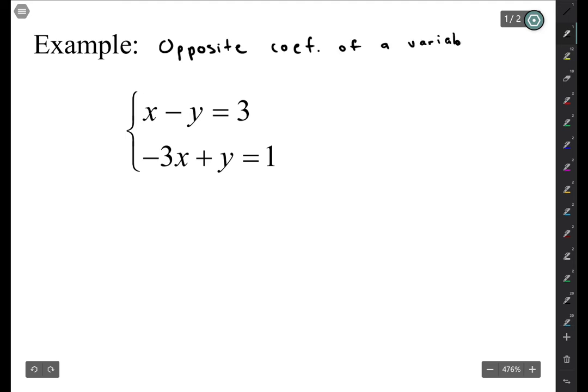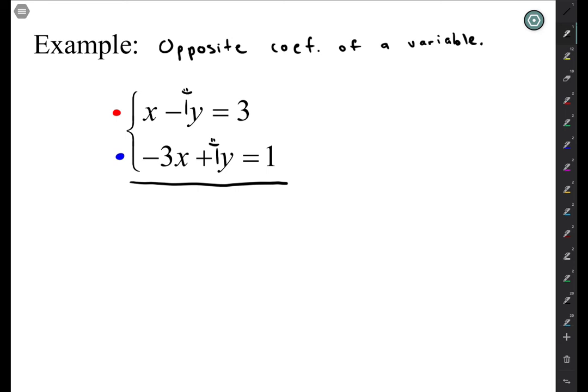Now that might require some multiplication. So for this system, we'll have our red and blue. I see here actually that they already are opposite. Notice here we have a negative y and we have a positive y. They're opposites of one another. This is positive 1, that one's negative 1.